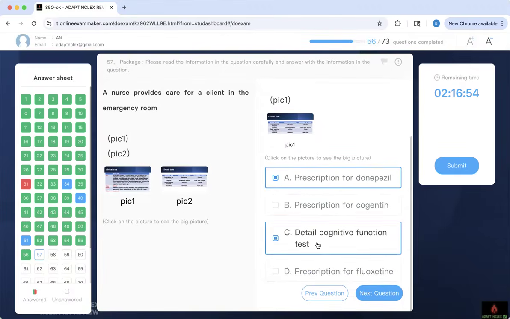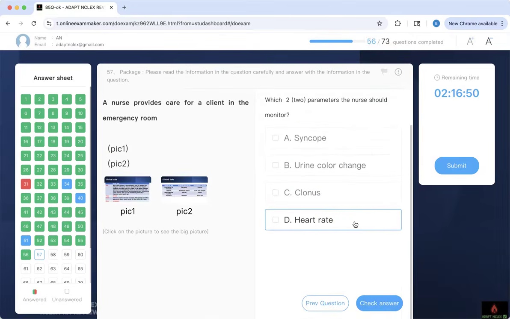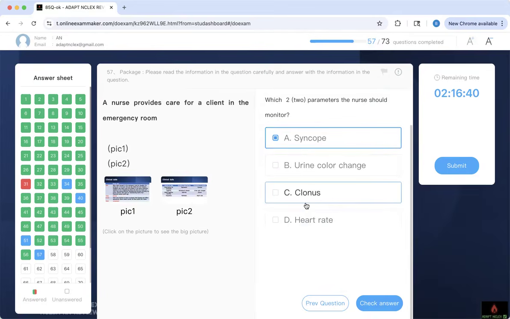The NPCL, cognitive function. And what are we going to monitor for? What do you think? Syncope because of the medication. And clonus if you take SSRI, right? And your heart rate. These are key portions of the urine color change. But this is syncope and donepezil. Those are the signs and symptoms that it causes.